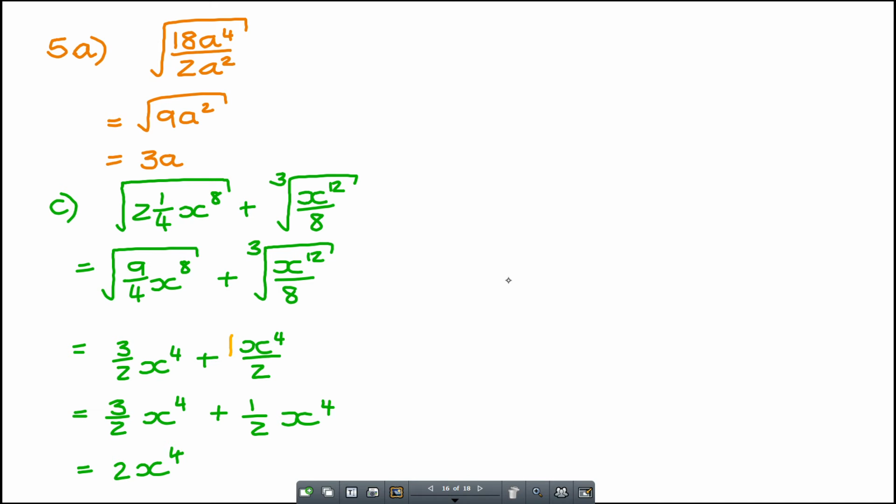Okay, now you will see that they both have x to the power of 4, so they are like terms. So I could go and add. And 3 over 2 x to the power of 4 plus a half x to the power of 4 would give me 4 over 2 x to the power of 4, which is just 2 x to the power of 4. Any questions there?